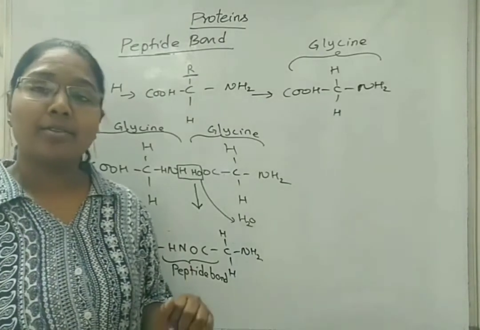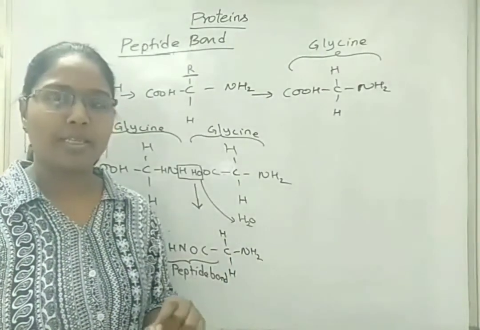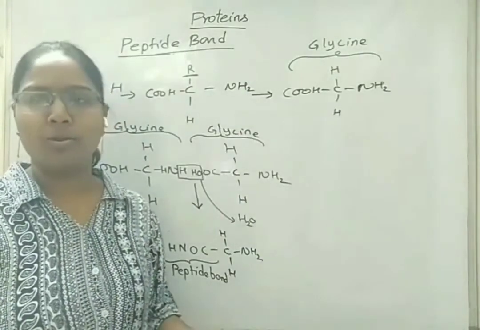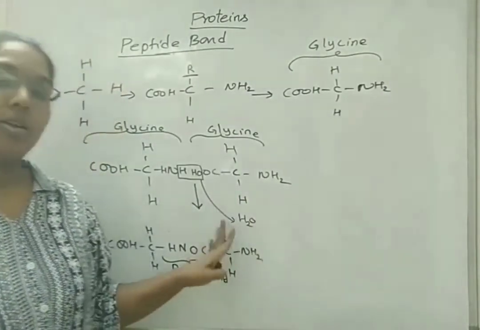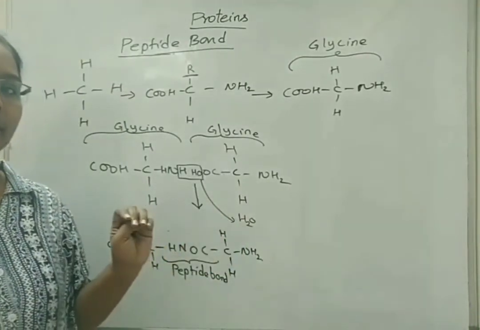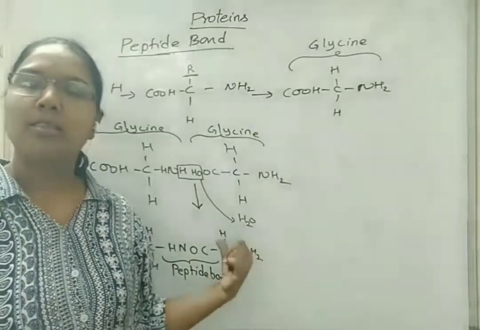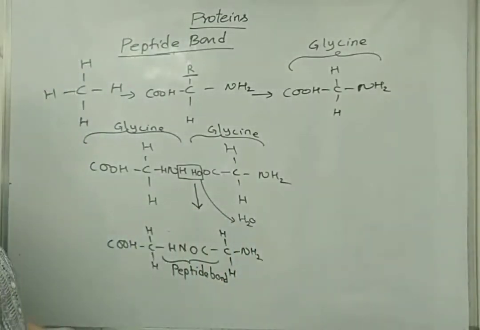Peptide bond is also formed by dehydration between two amino acids. The same we have discussed in carbohydrates also. Glycosidic bond is formed by dehydration between two monomeric carbohydrates, or monomers, or monosaccharides. There also dehydration happened. Here also dehydration happened. But in carbohydrates, the bond is a glycosidic bond. Here the bond is a peptide bond.